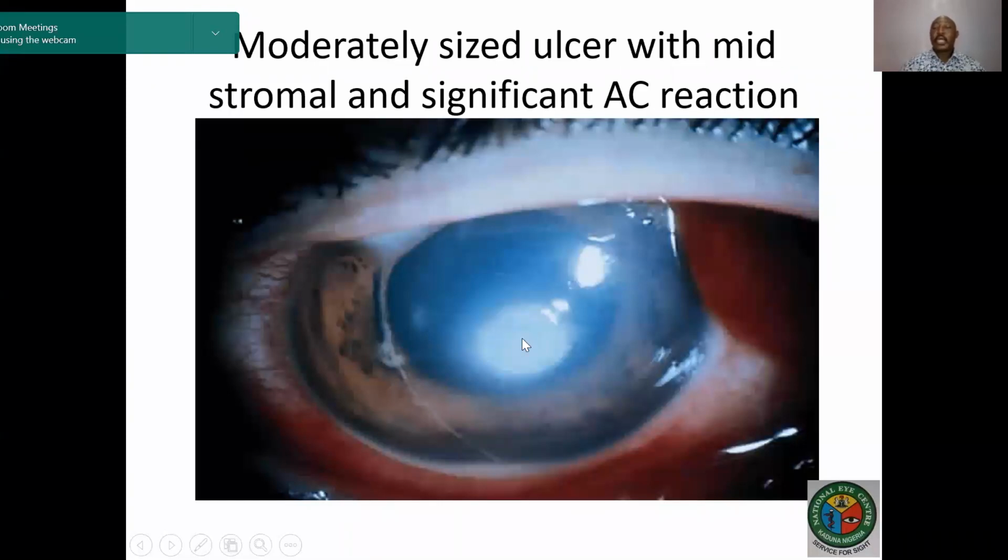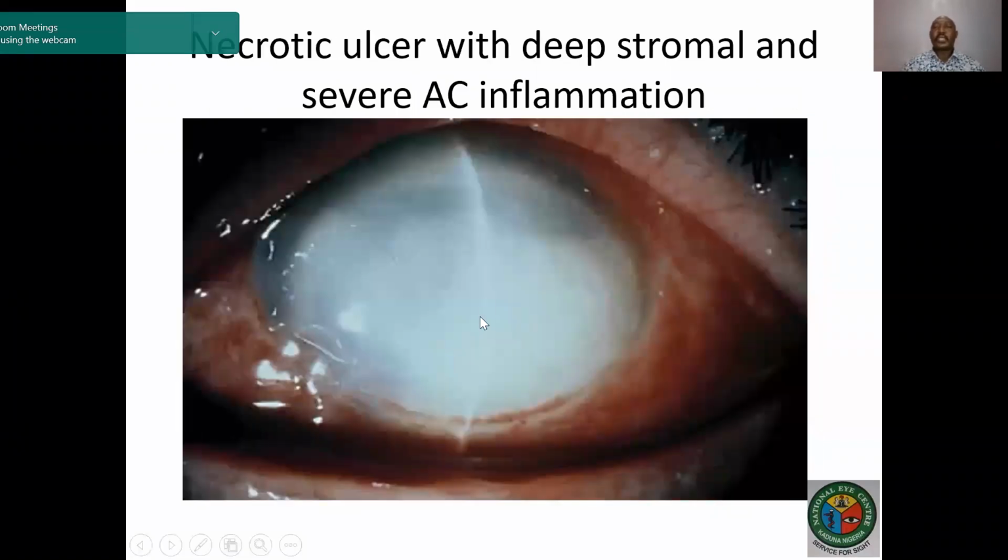At this level, complications such as corneal opacities may be very inevitable. Of course, when you have a very extensive, widespread necrotic ulcer with deep stromal involvement and severe anterior chamber inflammation, at this point in time, the globe is at risk of being lost, and it always demands proper re-evaluation and proper diagnosis, so that the right treatment can be instituted.